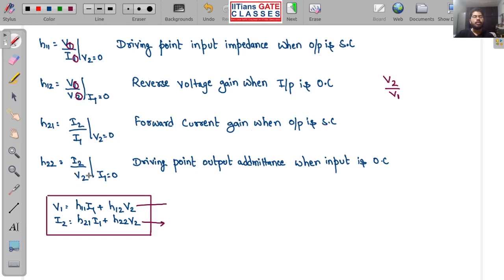And I2 by V2, this is the driving point output admittance. The ratio of I by V is always admittance. So always remember this. These are very simple. If it is said driving point, then you must remember there is a ratio, either an impedance or admittance function, and then you have to check whether your output is short circuit or your input is open circuit. Then you infer whether it is H11 or H22. If you have any doubts, my suggestion is: write this equation and then check.